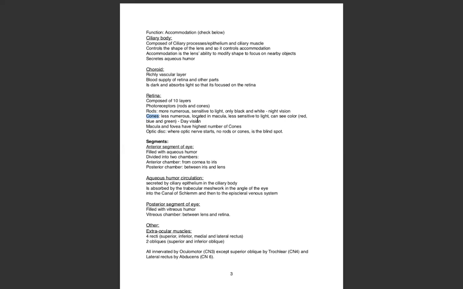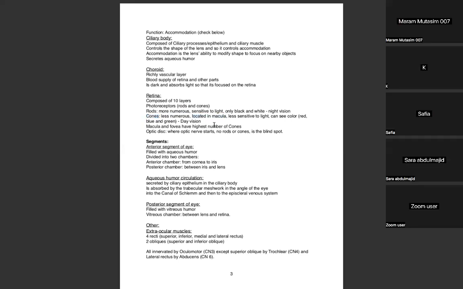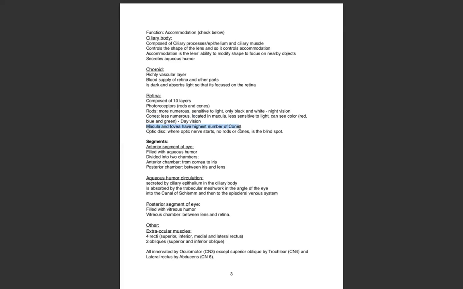They are located in a spot called the macula. The macula is basically a location that has the highest number of cones, and so it's where your vision is the clearest or the best. The optic disc is where the optic nerve is. This spot specifically has no rods or cones, so it's a blind spot.